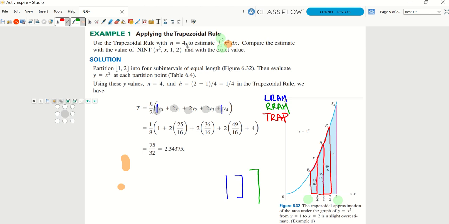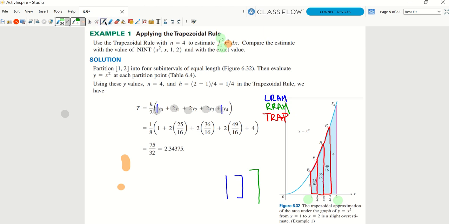So if there's going to be 4 partitions, it's going to be 3 2s, so 2 2 2. If there's 6 partitions, there's going to be 5 2s in the middle, 2 2 2 2 2. Okay, and remember, the coefficients on the leftmost is always going to be 1, and the rightmost is going to be 1. And now you're just going to plug in the y values.